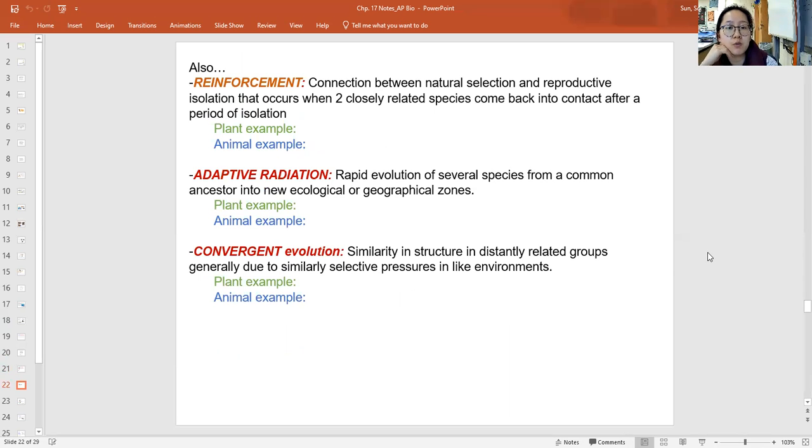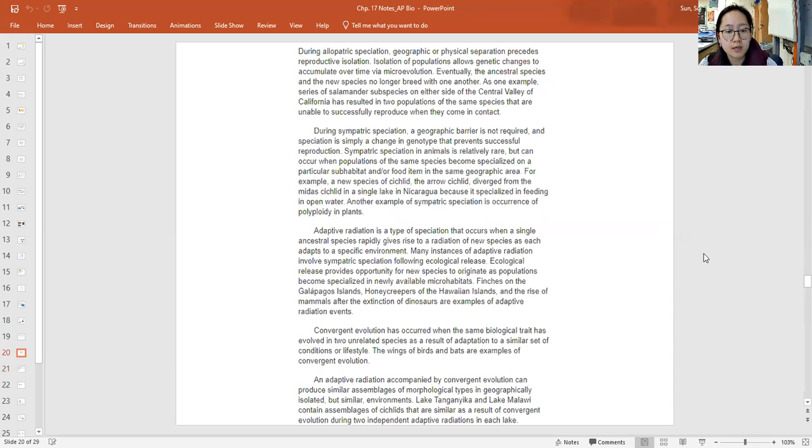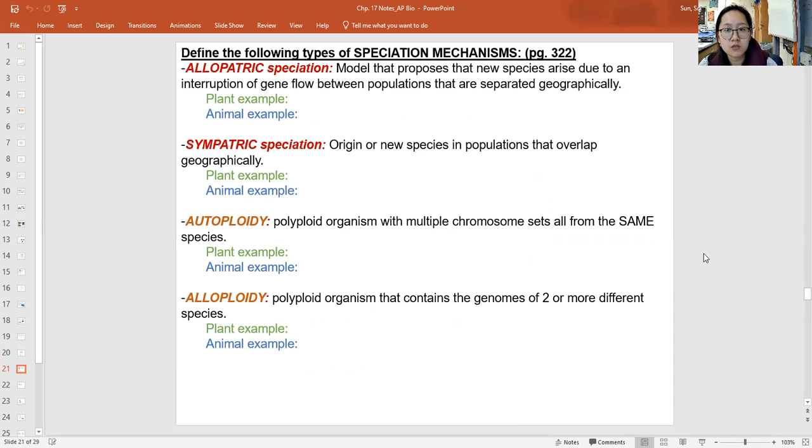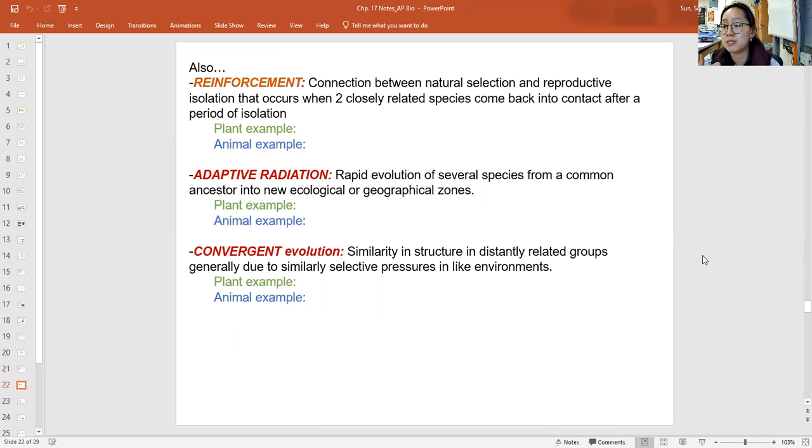There's also reinforcement, which is the connection between natural selection and reproductive isolation that occurs when 2 closely related species come back into contact after a period of isolation. So this is related to species becoming different, and then when they come back together, it's kind of reinforcing that they're no longer the same species because they can't breed together. Or if they come back and they still can, that means they haven't separated for long enough to actually become different species, and now they're going to intermingle, so they're back to square one.